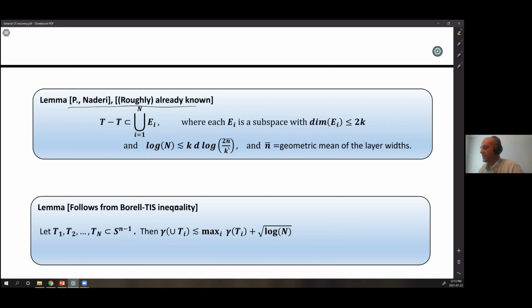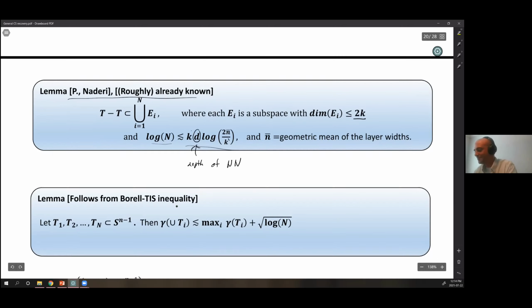What you can find is that it belongs to a union of subspaces, each of dimension less than 2K, and that the number of subspaces, well, its logarithm, is less than K times D times a logarithmic factor. This D, I'm sorry, is different than before. This is the depth of the neural net. Here, this N is the geometric mean of the widths of the neural net.